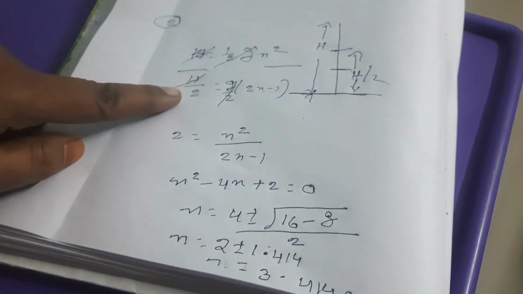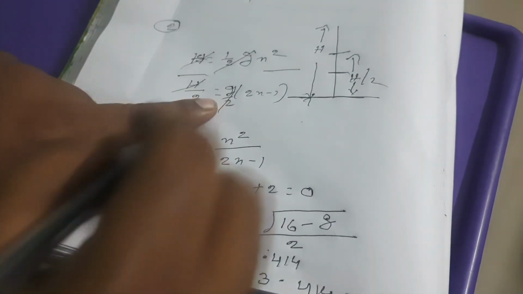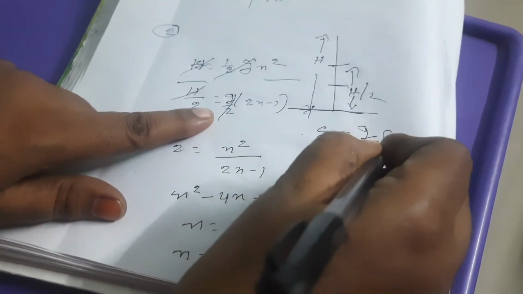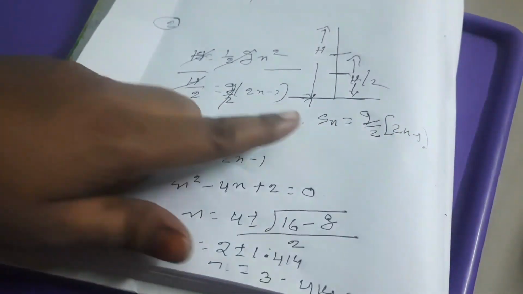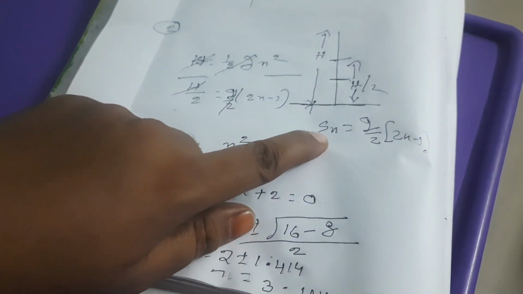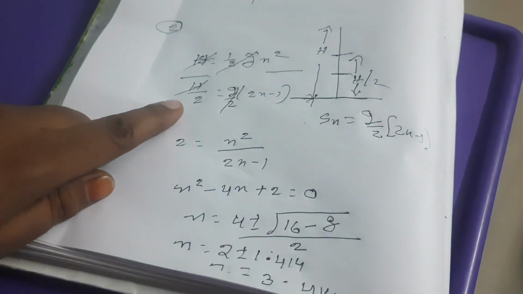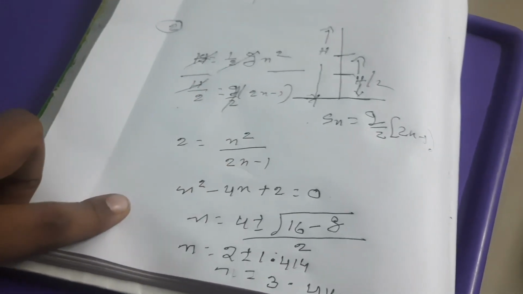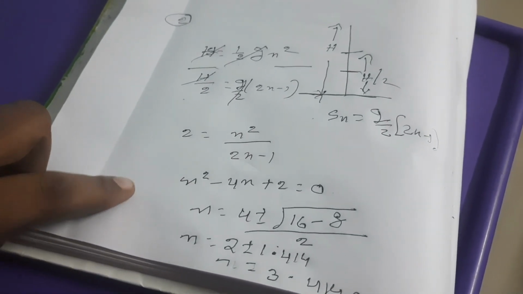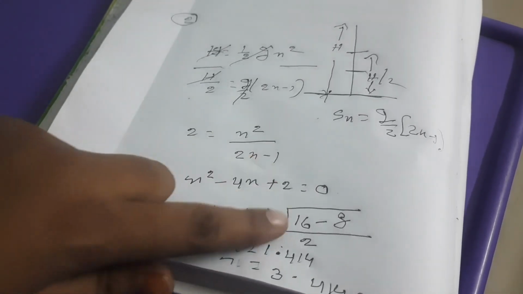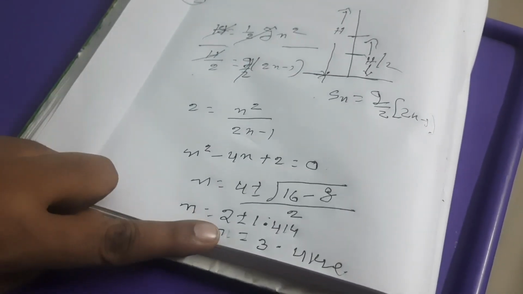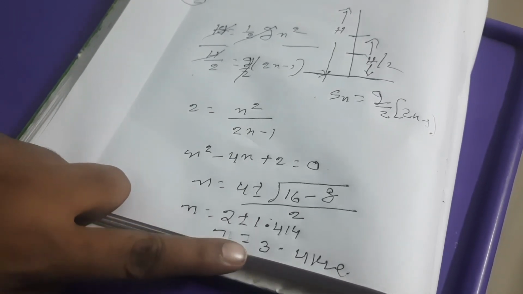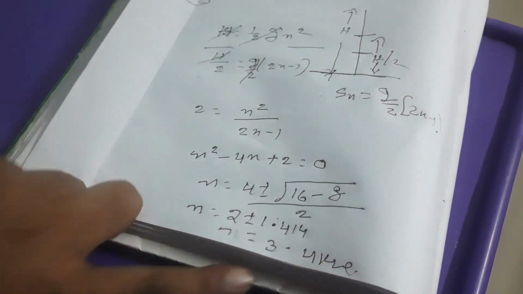That's why, last second means h by 2 equals, this formula you can use, Sn equals g by 2 into 2n minus 1. This is the nth second. So instead of Sn, I am taking h by 2 equals g by 2 into 2n minus 1. Then after simplification and with the help of the quadratic equation, finally you are getting how much time it will take to reach the ground: 3.414 seconds.